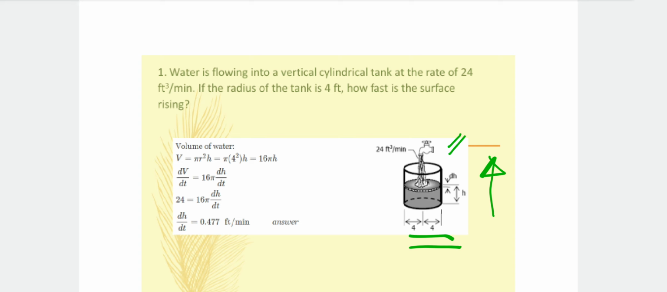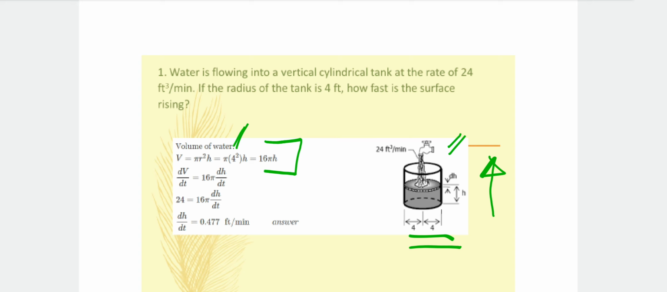So, we're going to use the volume of the water, which is pi r squared times h. The radius is constant, so we substitute 4 squared. The h is variable. As long as you know the value of a term, you substitute it. So, 4 squared is 16, and the volume becomes 16 pi h.